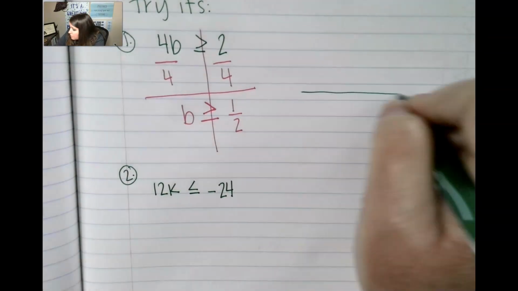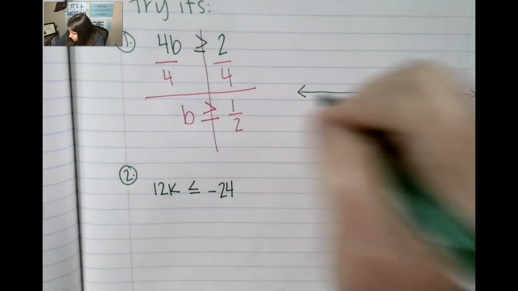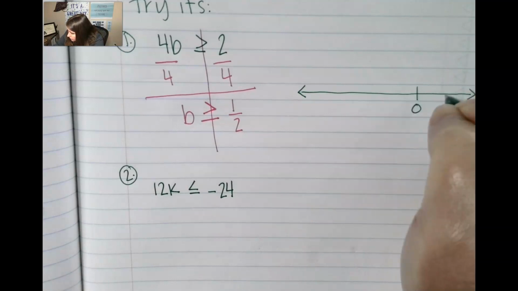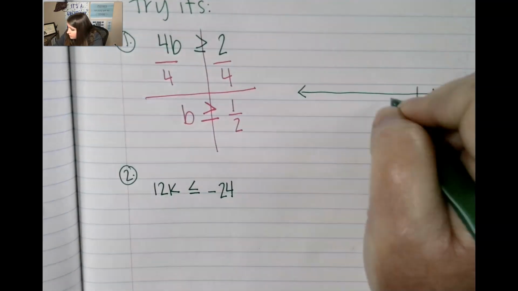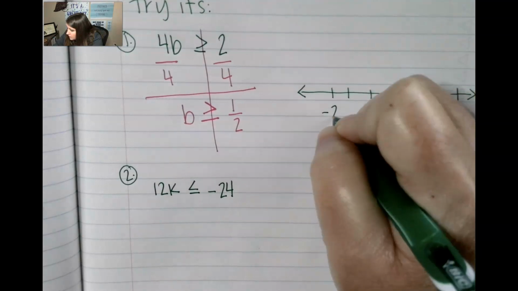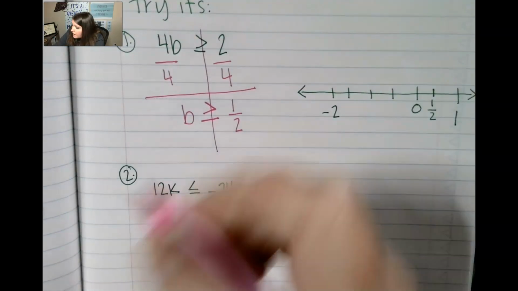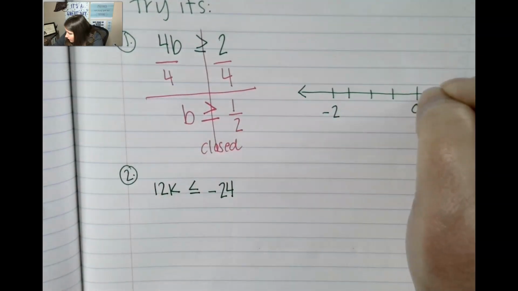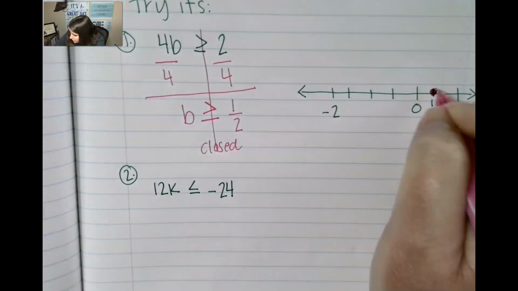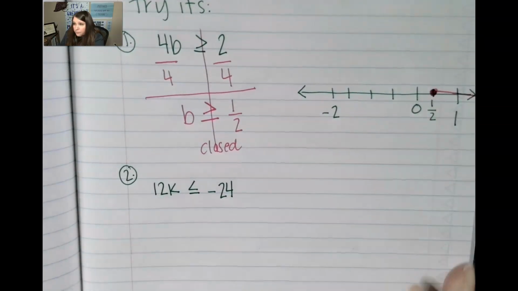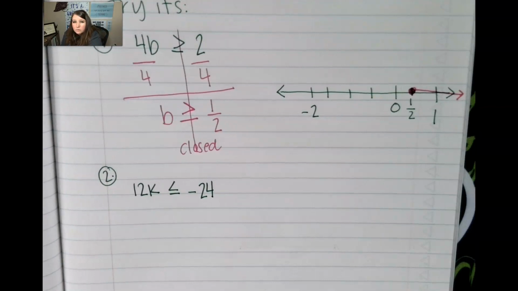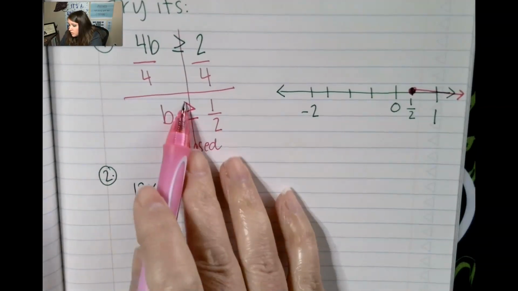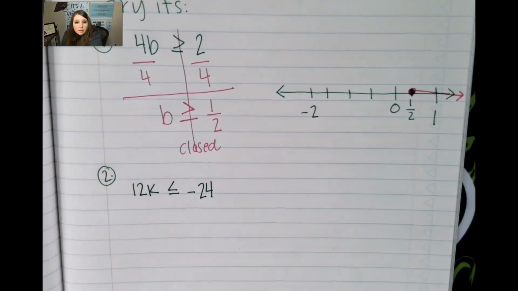So I'm going to draw my number line. Here's 0. I don't know why I put it way over there. Here's 1/2. Here's 1. Here's like negative 2. Okay, I'm going to have a closed dot. It's a closed dot at 1/2. And it's greater, so everything bigger. Fill it in because it's got the extra. So draw the circle, fill it in.